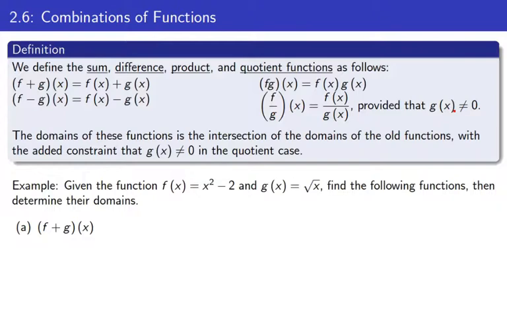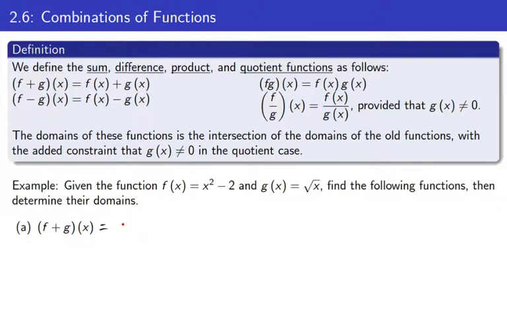What we're going to do is calculate the sum, difference, product, and quotient, and just do a few of these, and we'll calculate their domains along the way. The domain is going to be the intersection of the old domains. Now, if the denominator is 0, you also have to throw out the denominator being 0 for the quotient. We'll do those as we go.